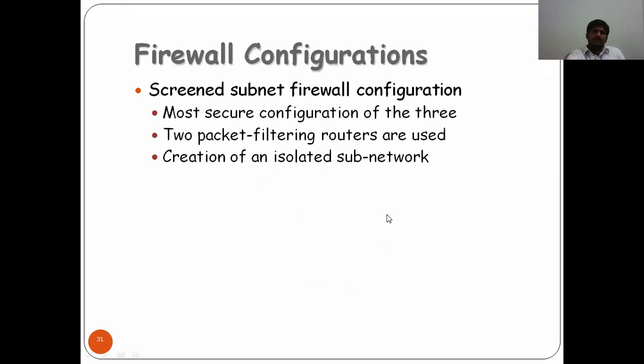So the screened subnet firewall system, how is it connected? It is the most secure configuration of the three, where packet filtering is used and an isolated subnetwork is created. So two packet filtering networks are used for the most secure configuration. And another one is about creating an isolated subnetwork also. The isolated subnetwork is created for that. Okay.